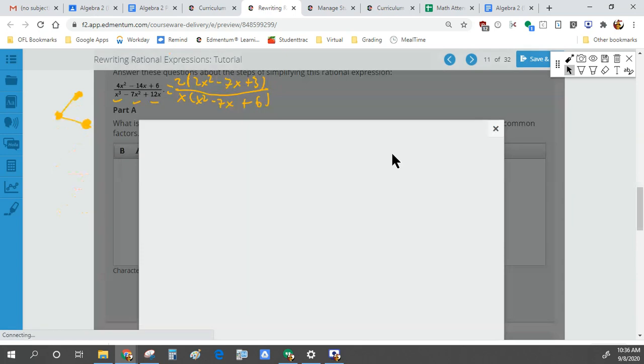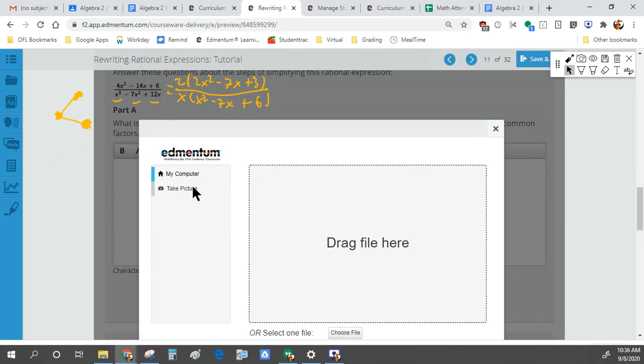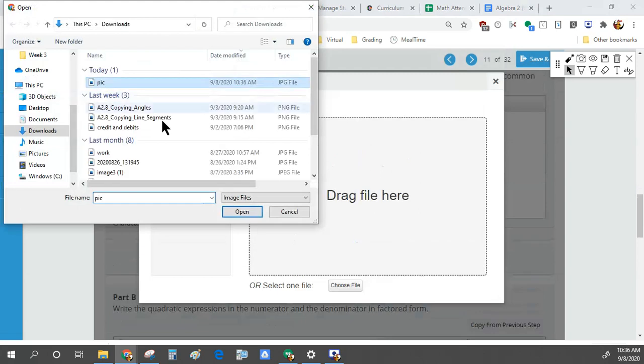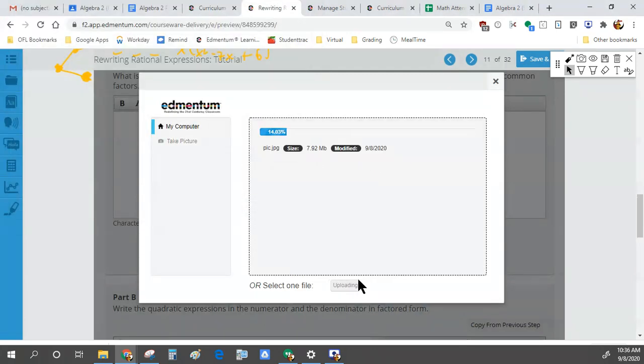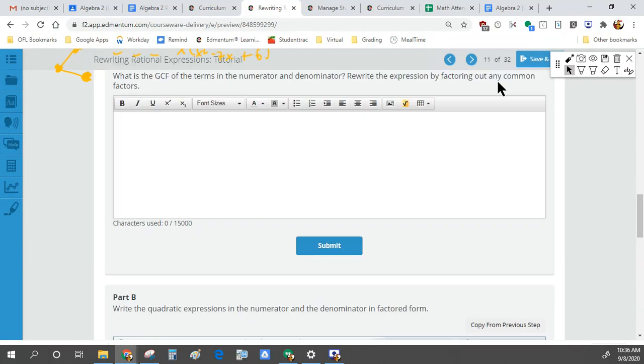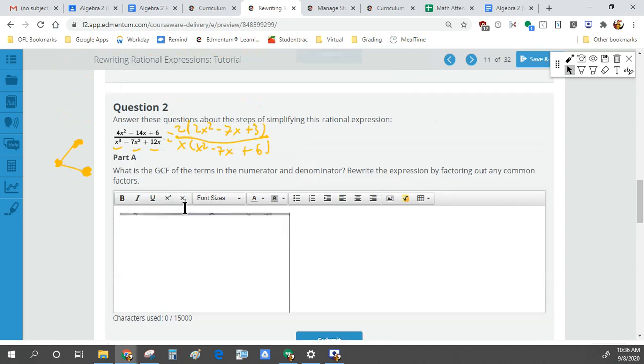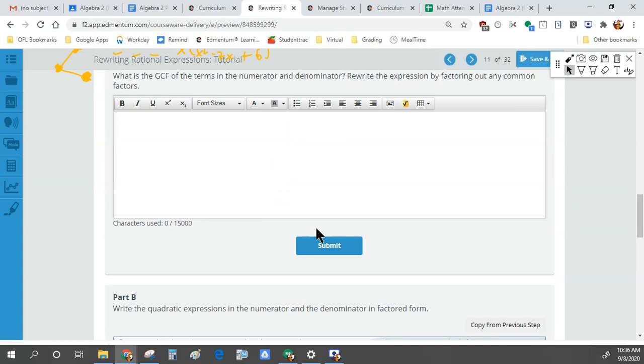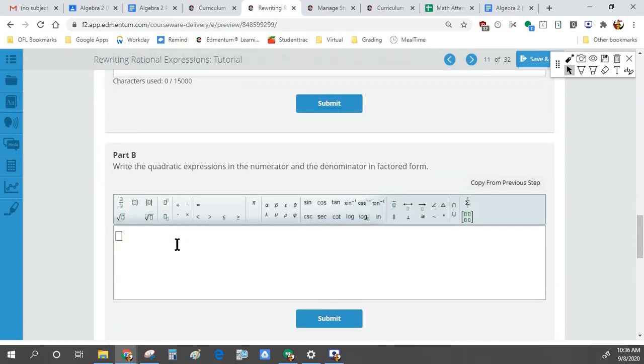And then what I do is I go to insert image from computer, and it will upload it. So that's how you can show your work doing this. Sorry, I know that was a lot. And then boom, there's the picture of your work. If it's sideways, whatever, we as teachers can always flip that around. But it's a good way to show your work.